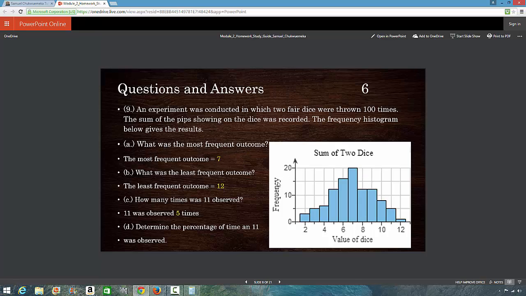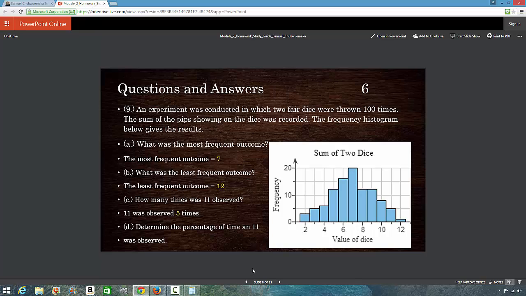If you look at this, frequency is always the number of occurrences, or the counts, C-O-U-N-T-S. This is a bell-shaped curve, a normal distribution curve. This has a frequency of 20, and what is there is 7. That is why the most frequent outcome is 7. 20 is the frequency, 7 is the outcome.